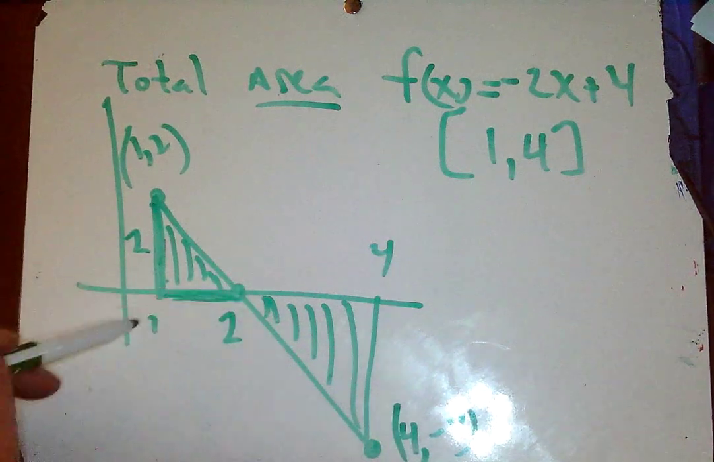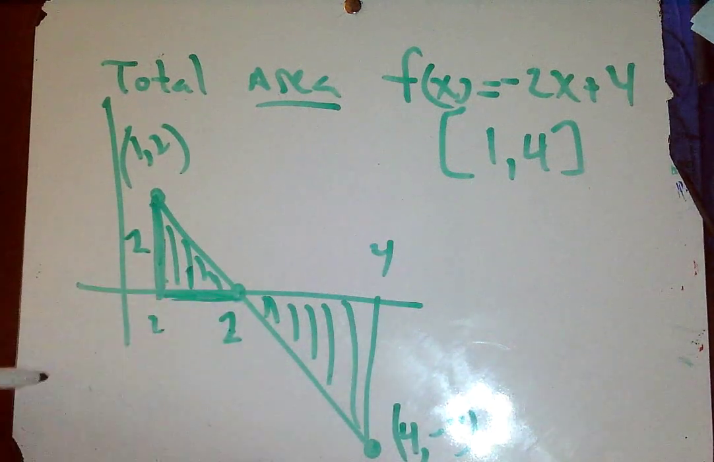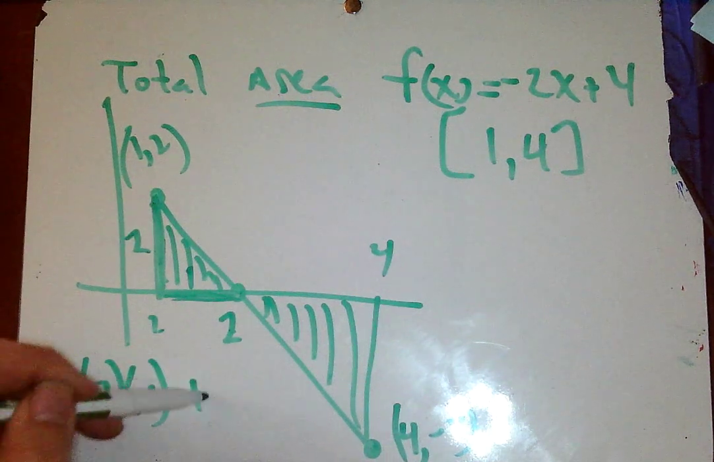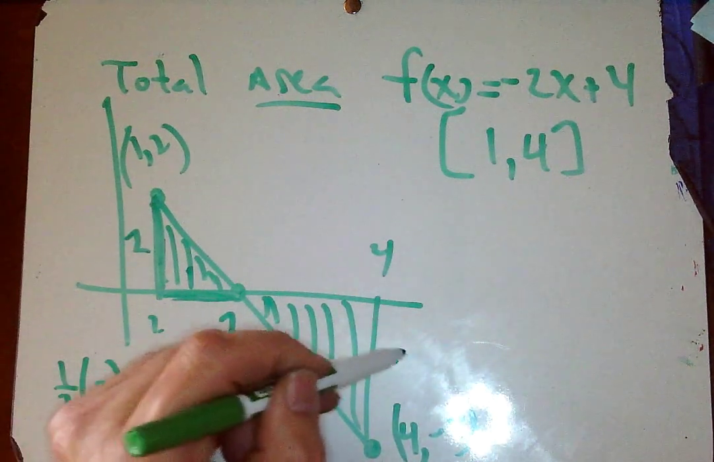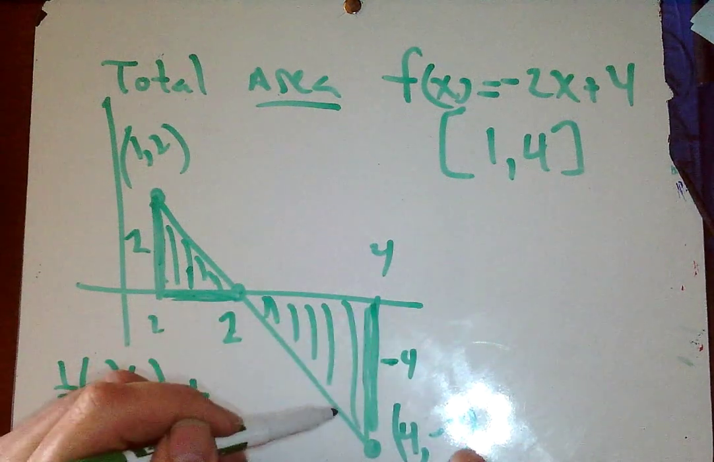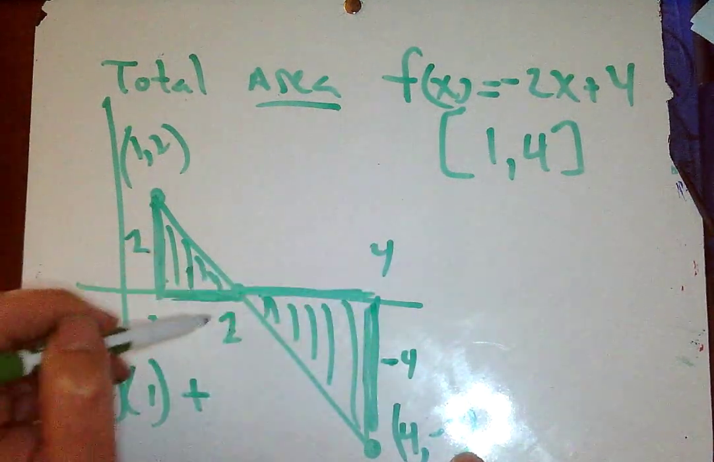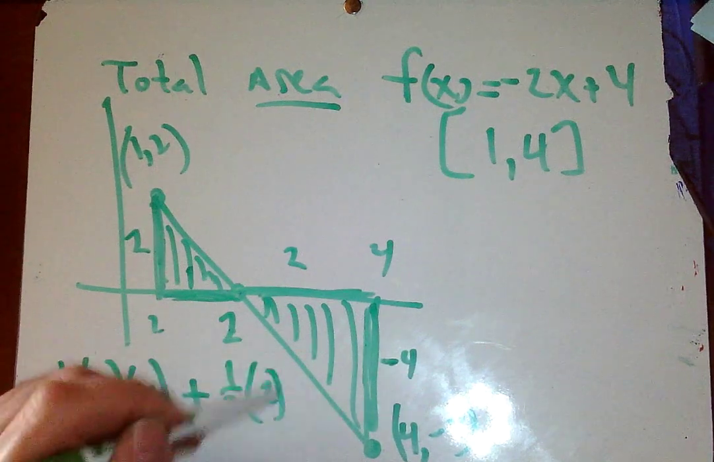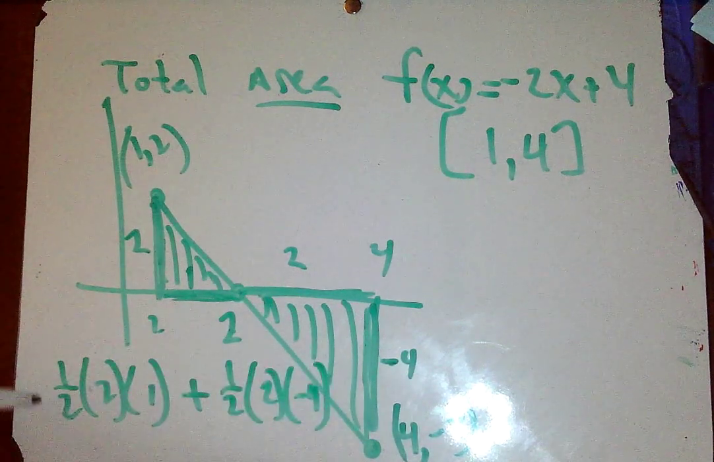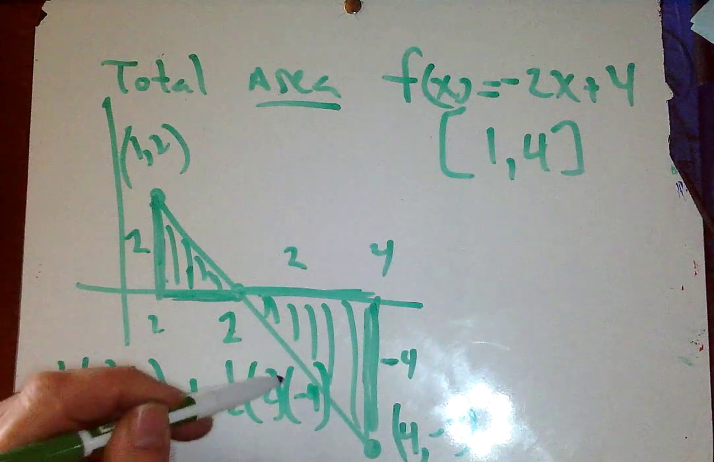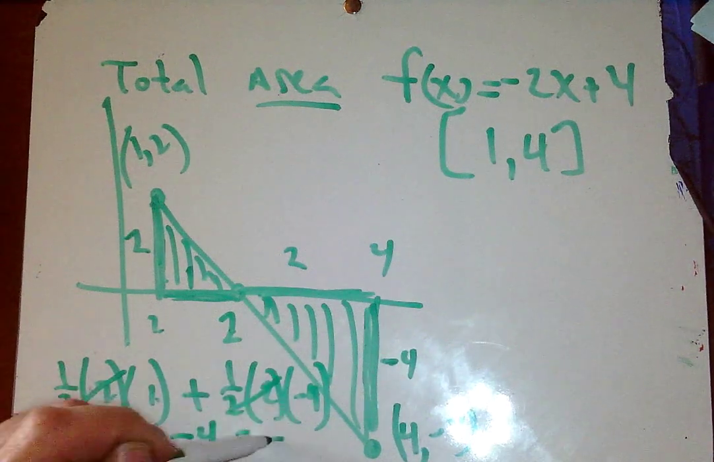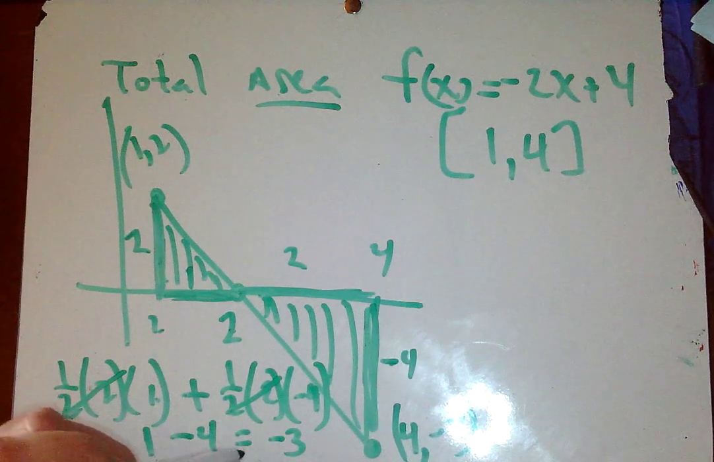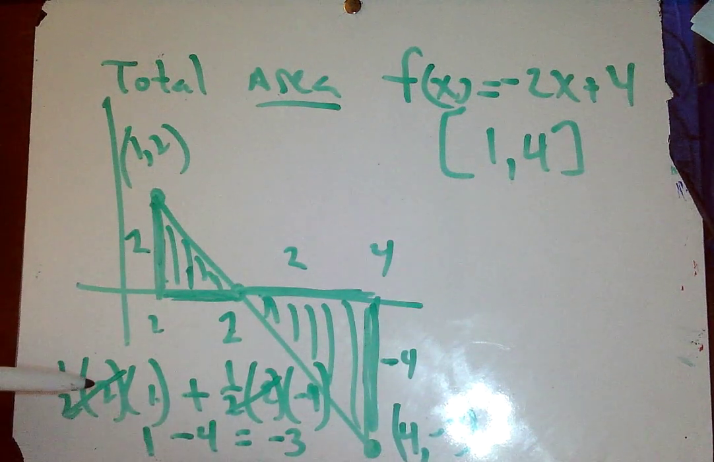I know that this distance is 2 minus 1, which is 1. So I've got 1/2 times 2 times 1. Plus, what about over here? Well, this height is negative 4, and this distance, 4 minus 2, is 2. And so I have 1/2 times 2 times negative 4. So what happens? I get 1 minus 4, which is negative 3. That's the integral here.